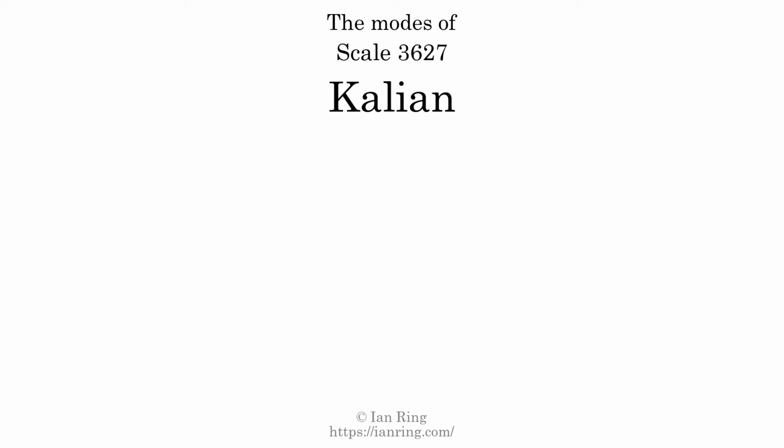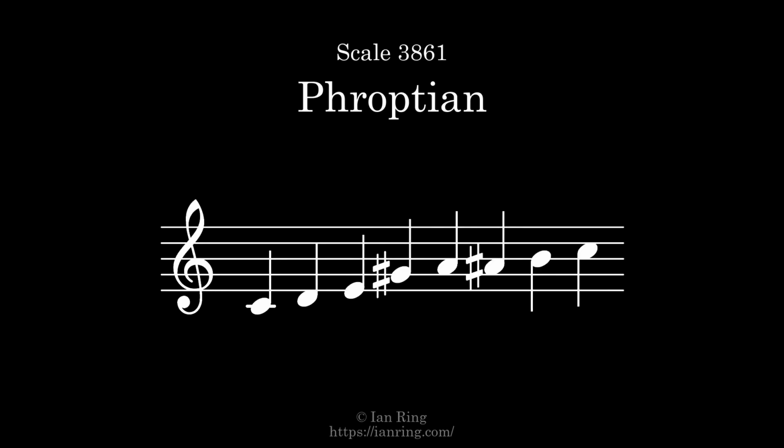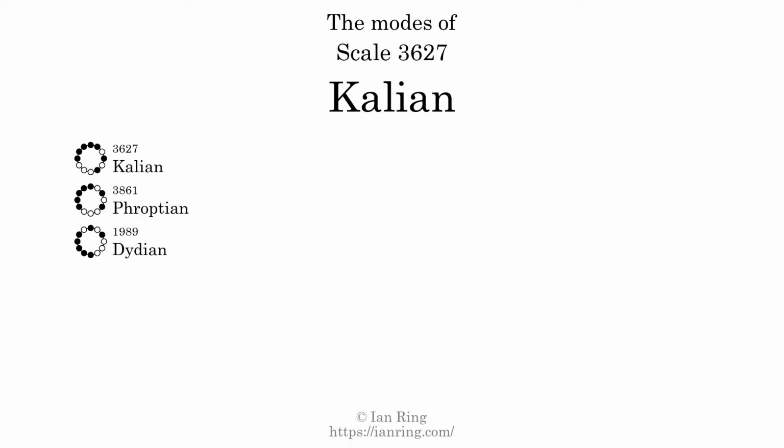This scale has 7 modes. The first mode is itself. The second mode is scale 3861, also known as froption. It sounds like this. The third mode is scale 1989, also known as Didion. It sounds like this.